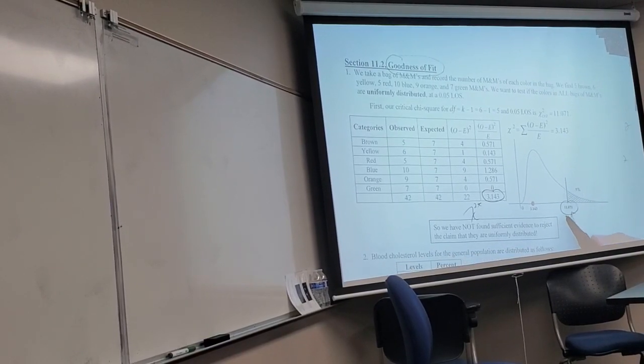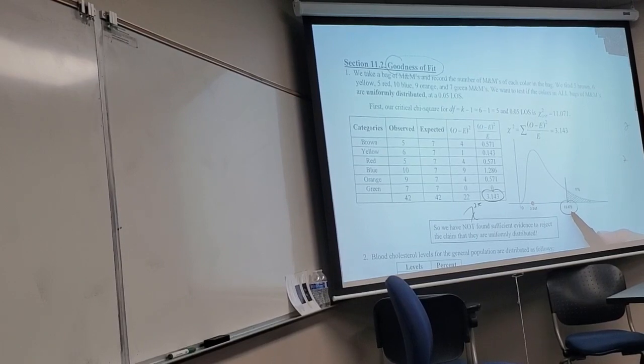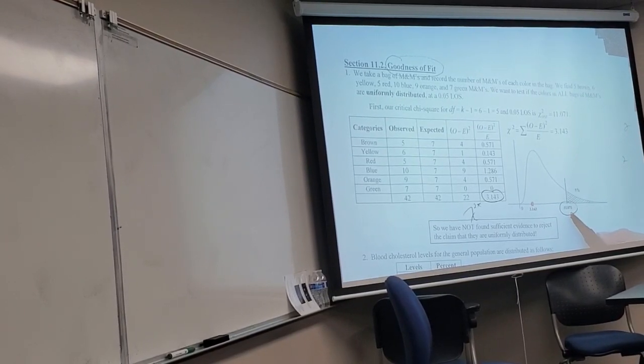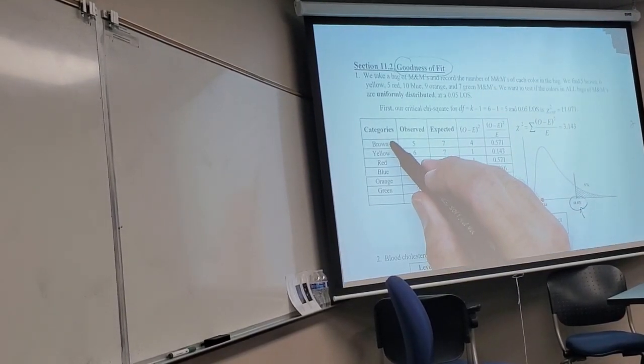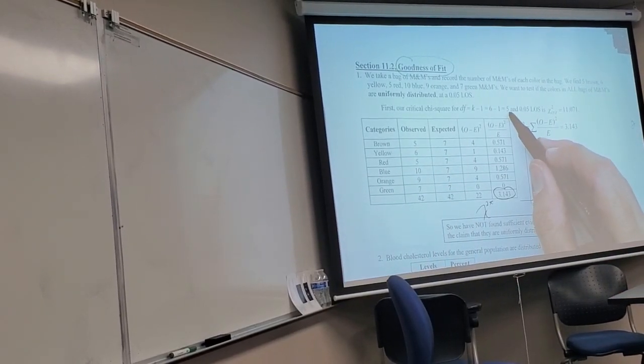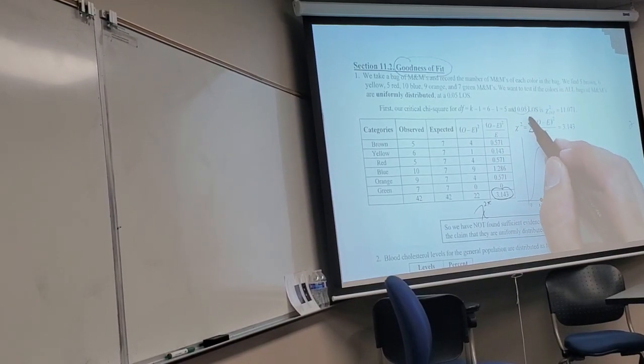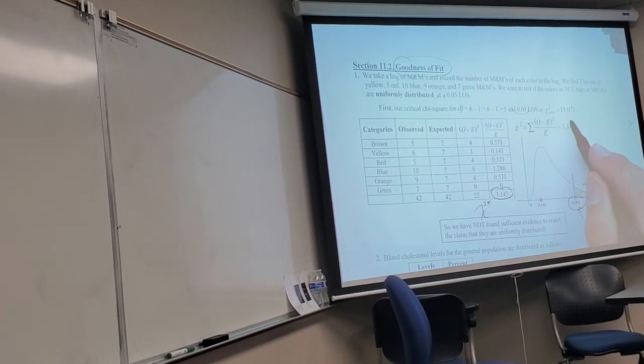You never know. Past Jeff could have gone insane. Where did I get that number from? How did I get that? How many categories are there? 6. So what's the degrees of freedom? 5. Good old K for categories. And the 0.05 level of significance, I told you up here. So then you can just look it up.